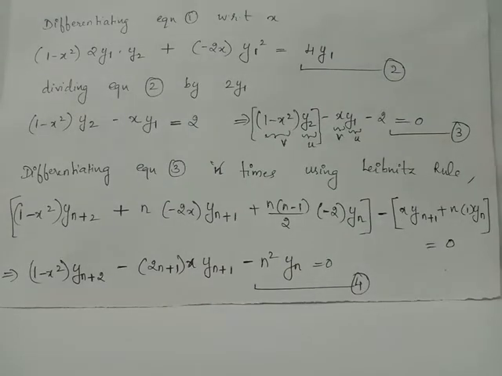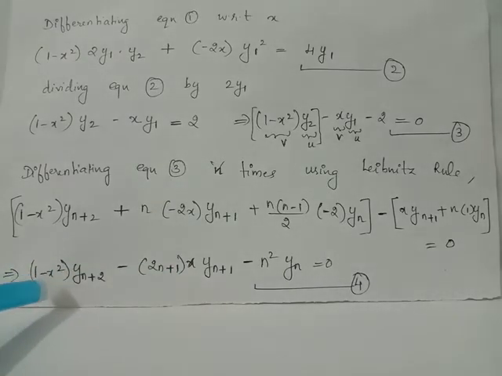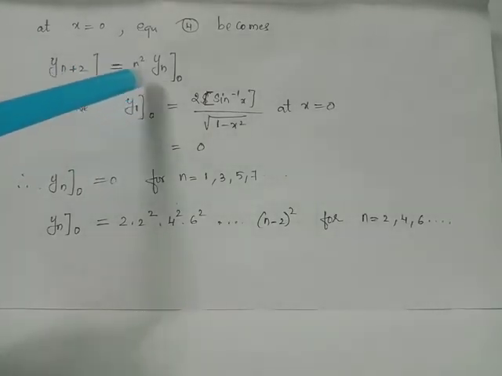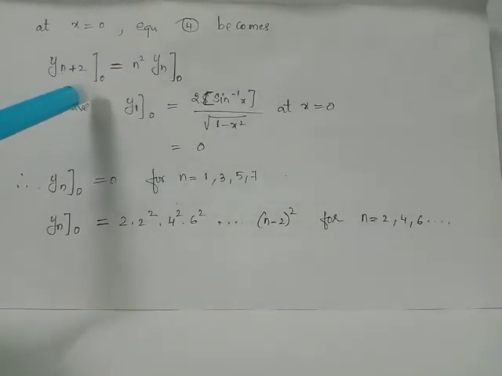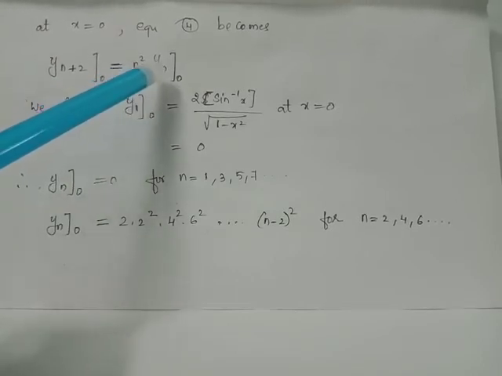In equation 4, when you give x equals 0, this term becomes 0 and you are left with 1 minus 0 into yn plus 2 minus n square yn equals 0, which can be written as yn plus 2 equals n square yn. At x equals 0, we have the notation yn plus 2 at x equals 0 equals n square times yn at x equals 0.